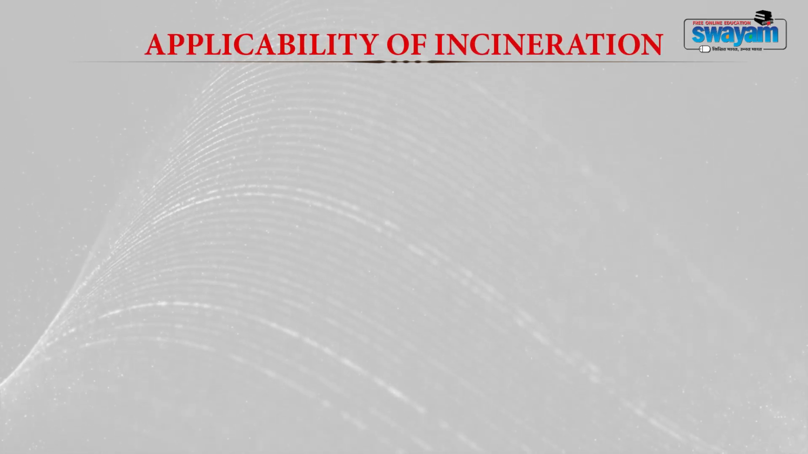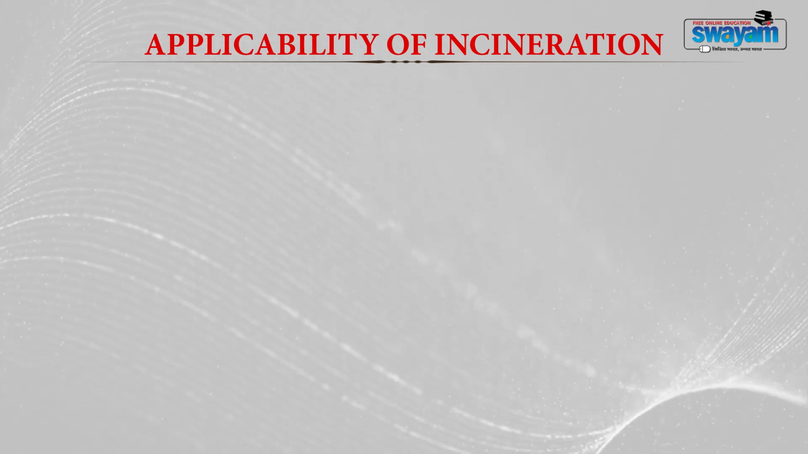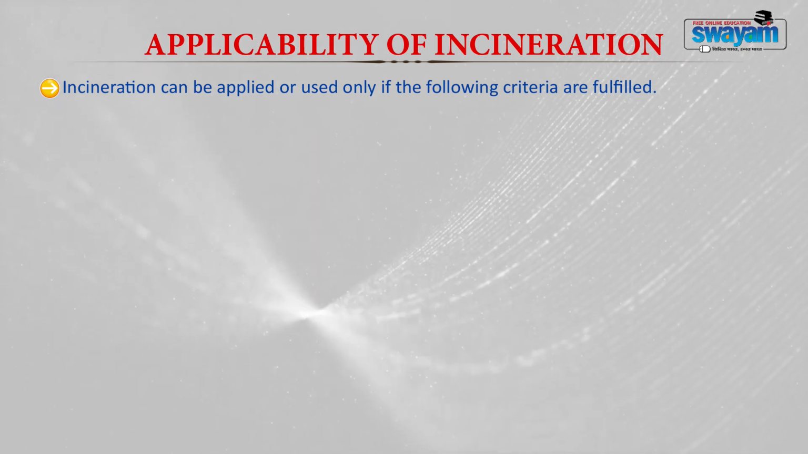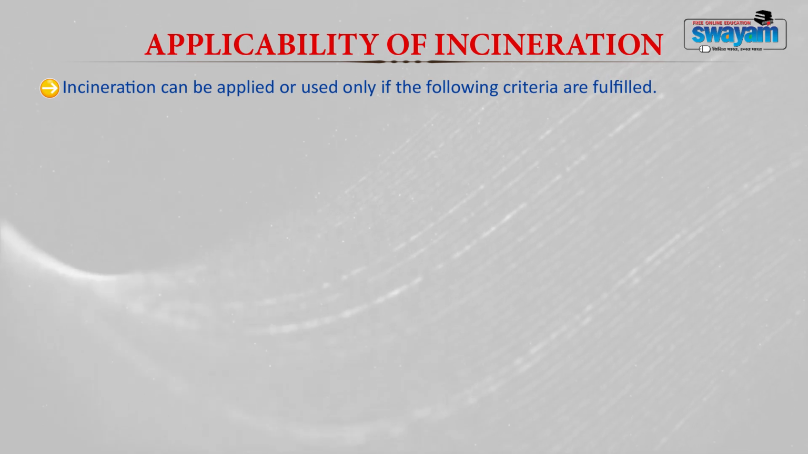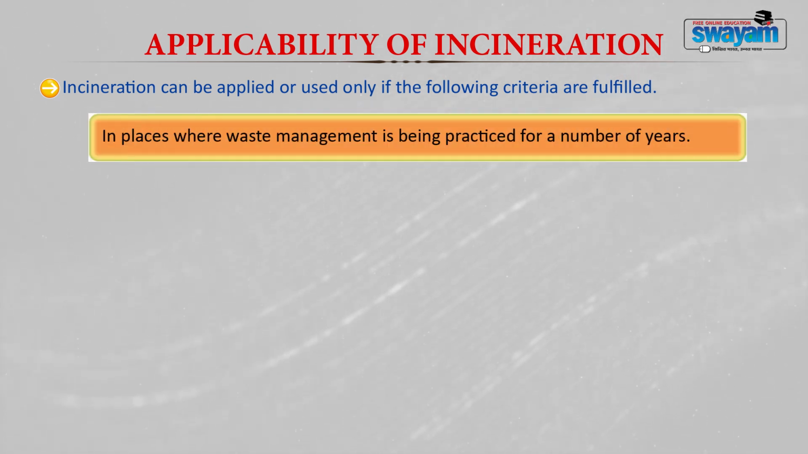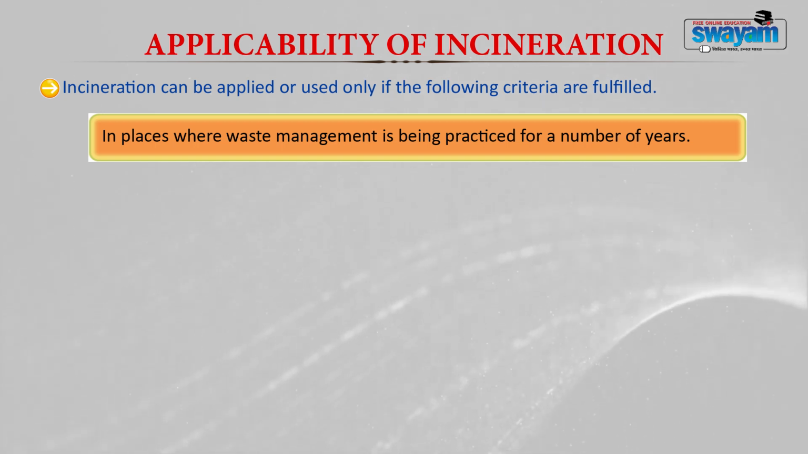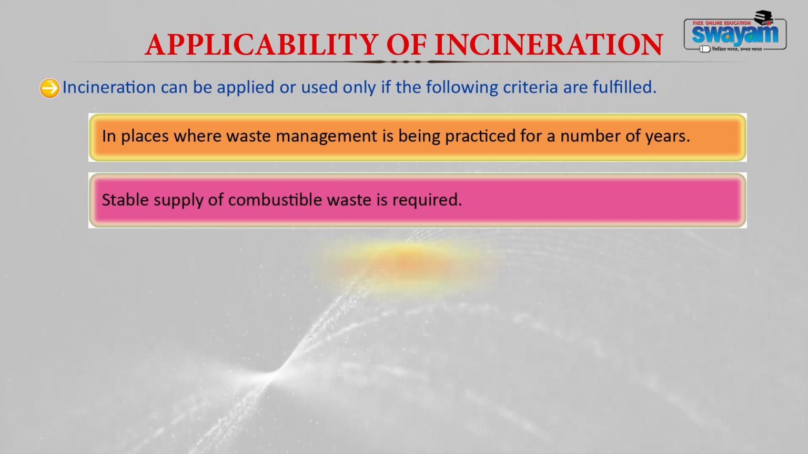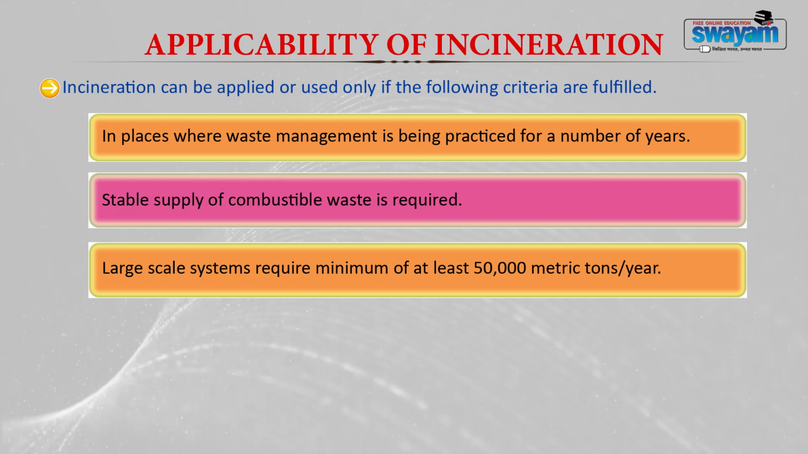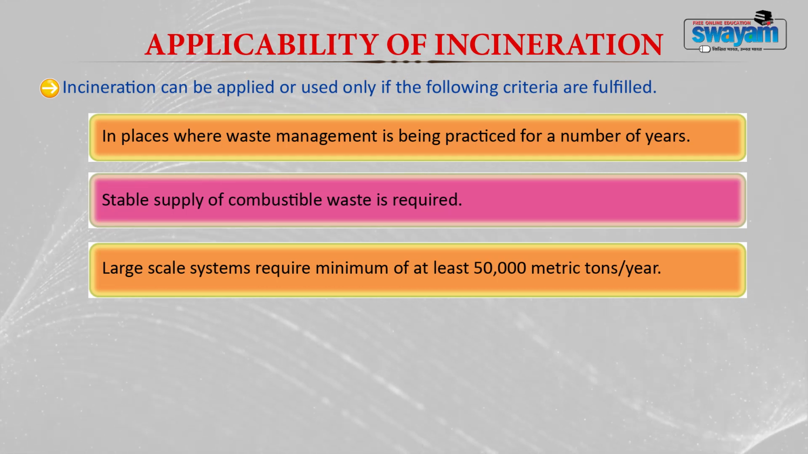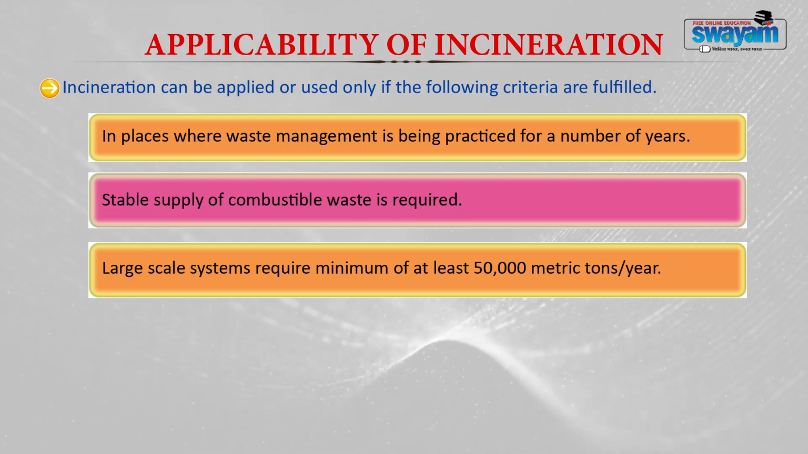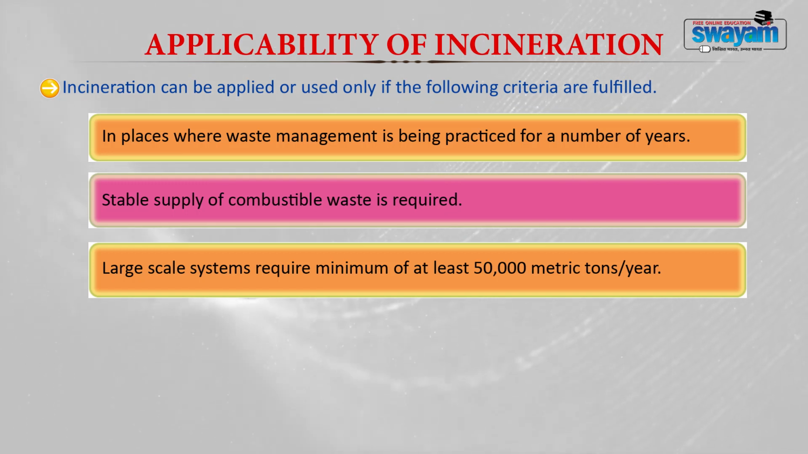Now, let us discuss the applicability of the incineration process, for which particular waste incineration can be used. Incineration can be used only if certain criteria are met. First, you can use incineration where waste management has been practiced for a number of years. Second, you have to have a stable supply of combustible waste. Third, large scale systems generally require a minimum of at least 50,000 metric tons of waste generation per year. In that condition you install an incinerator that will be helpful to you, and it will recover some energy.